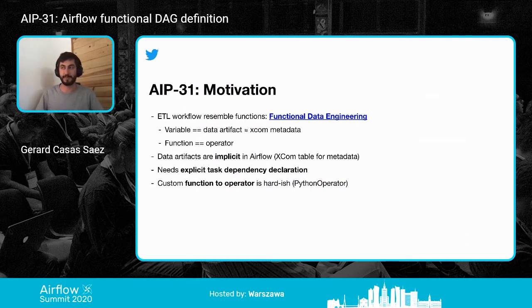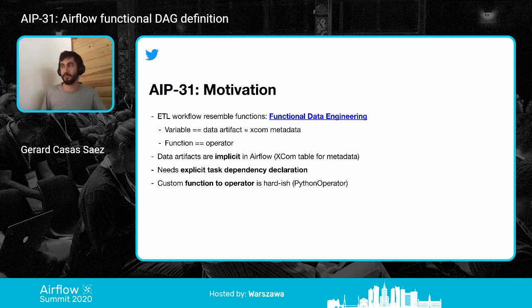ETL workflows resemble functions a lot. There's this great article from Maxime, which I don't remember what year it was, called functional data engineering, that talks exactly about that. In my case, I did my own interpretation of this. Functions are mapped to operators on Airflow, and variables are kind of difficult to map. It's like a data artifact, but it's XCom metadata. So it's more of an implicit artifact that you pass around. It's not really well represented in the Airflow ecosystem itself.